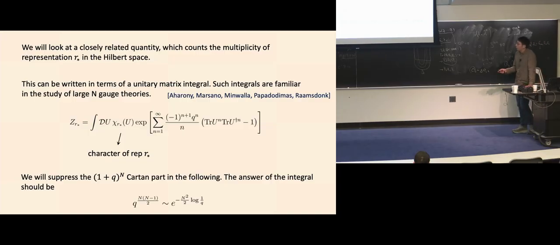So in the following, I will be very careless about this 1 plus q to the n factor, because for one thing, it does not really affect the large n analysis. And then the answer of the integral should just be this q to the n squared over 2, which if you write it in the large n way, is e to the minus n squared over 2 times log 1 over q. Okay?